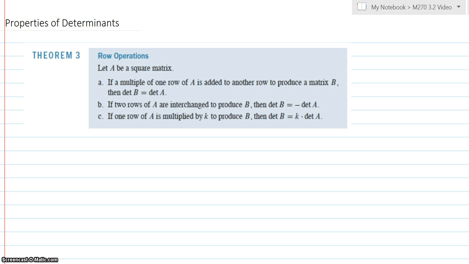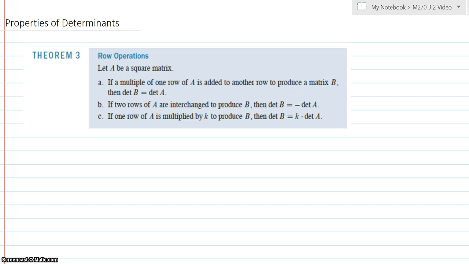So if A is a square matrix, it says, if a multiple of one row of A is added to another row to produce a matrix B, then the determinant of B is the same as the determinant of A. So we can row reduce, at least do that one operation in row reduction, and get a bunch of zeros and not have it affect the determinant.